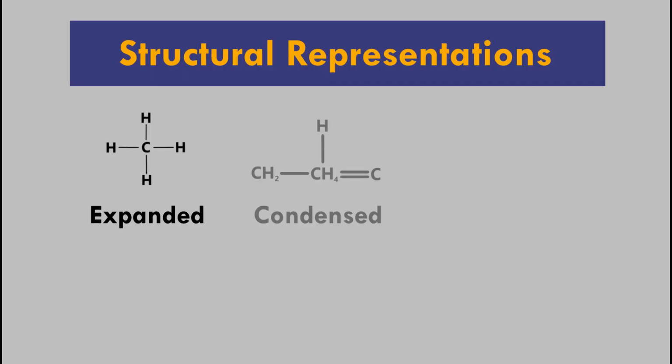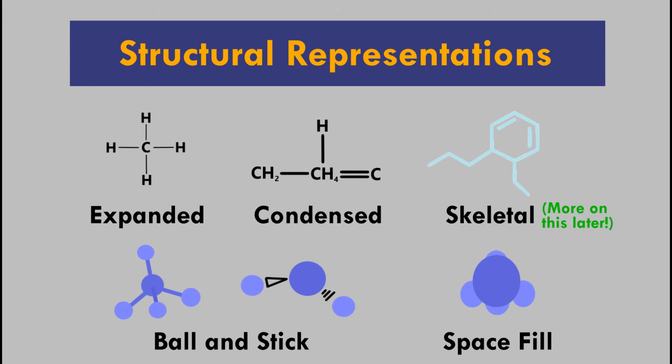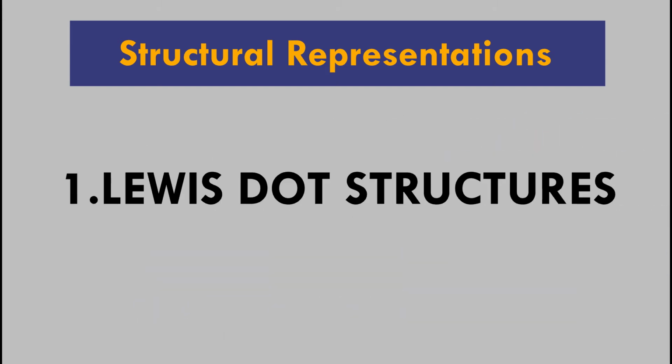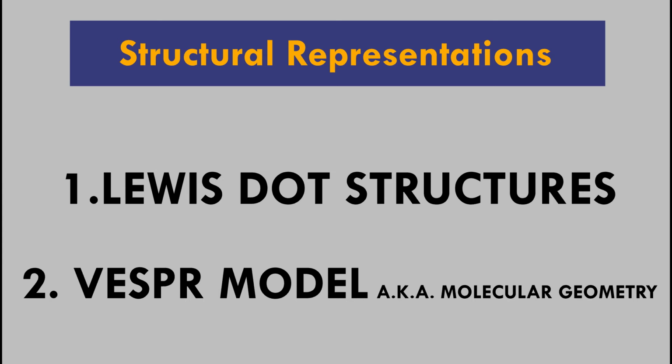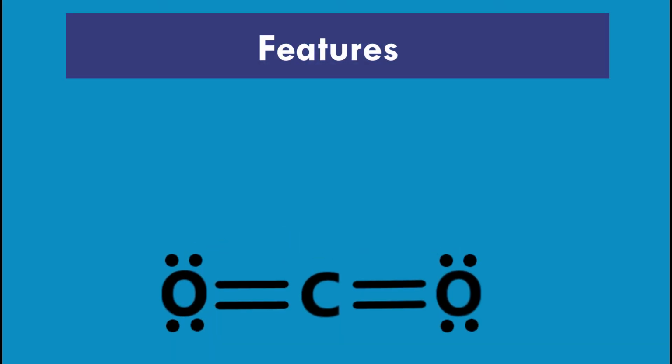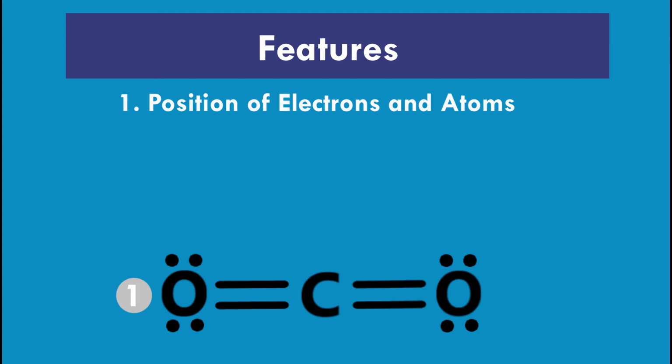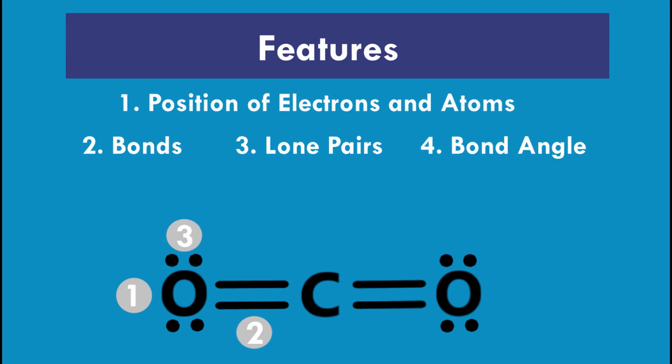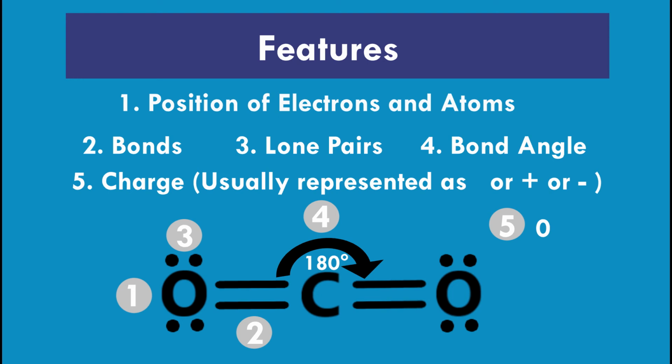There are different types of ways we can use to show our molecules, but we'll narrow it down to the two most important types, Lewis dot structures and the VSEPR model. Lewis dot structures are 2D models that show the positions of the electrons and atoms, the bond and lone pairs, and even the charge. Do keep in mind, we only use it for covalent bonds and polyatomic ions, as the structure only shows the sharing of electrons.